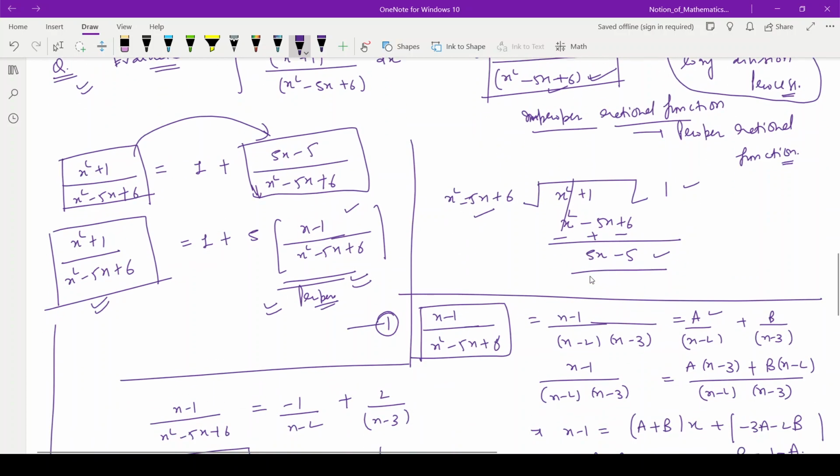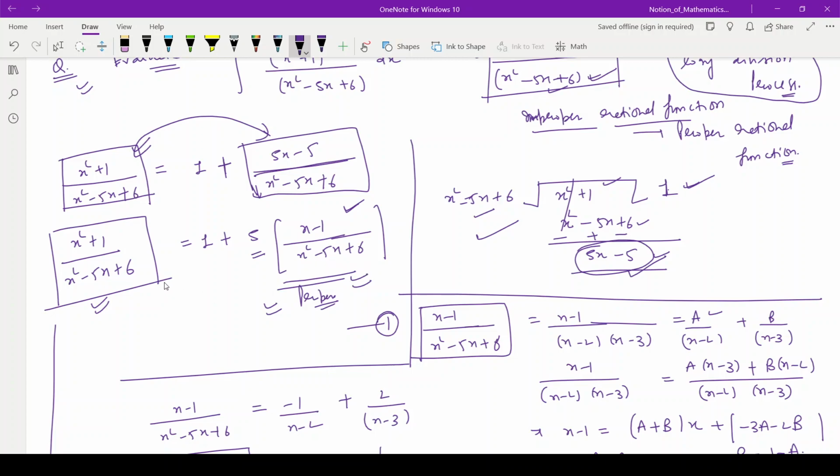So if we divide this x square plus 1 by this x square minus 5x plus 6 one time, I have written it here, and then I have subtracted it. So if we subtract it, here we will be getting 5x minus 5. So that is what I have done. I have written this improper rational function like 1 plus this upon this, that is 1 plus 5x minus 5 upon x square minus 5x plus 6, or 5 is common here, and inside the bracket x minus 1 upon x square minus 5x plus 6.